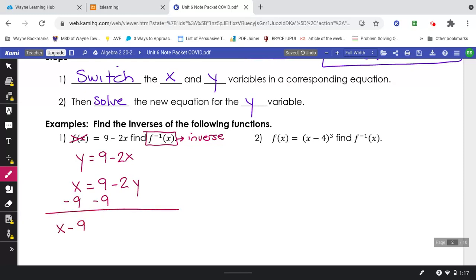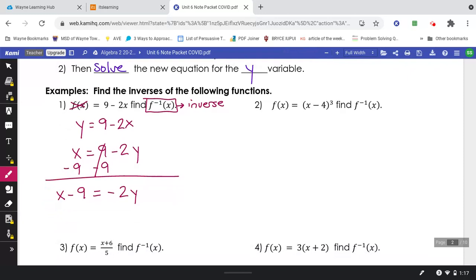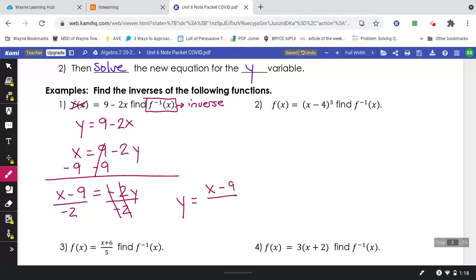x minus 9 equals negative 2y. To get the y by itself, you would divide by negative 2. The negatives cancel and the 2's cancel. And then over here on the left-hand side, I'm just going to go ahead and leave that final answer. So I'm going to write my answer as y equals, I like to write y equals in front, (x minus 9) over negative 2.